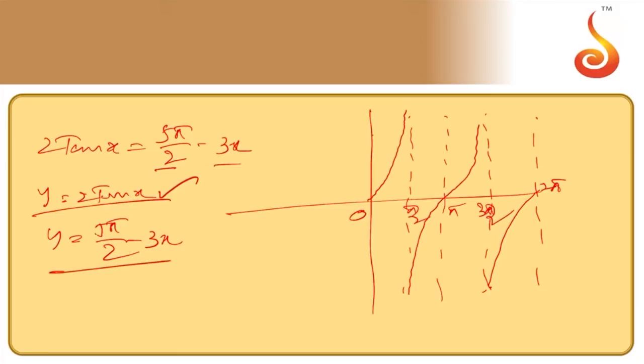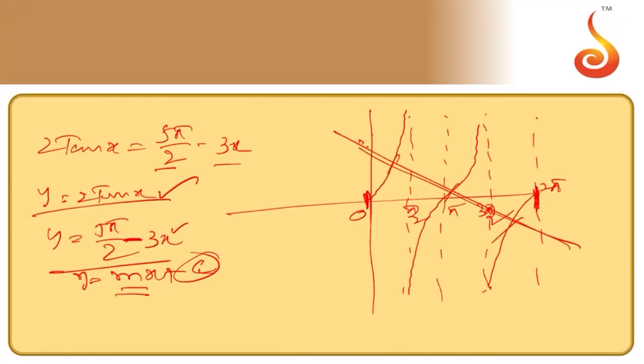And this is the graph of y equals 2 tan x, roughly. y equals 5 pi by 2 minus 3x is nothing but y equals mx plus c model, where the y-intercept is c. Therefore, the minus 3x means it will be a decreasing function. So it looks like this one.